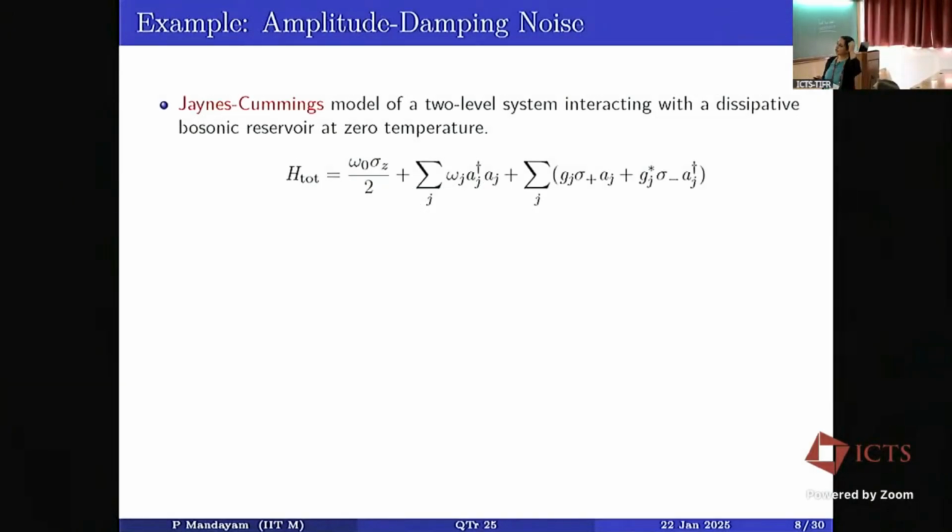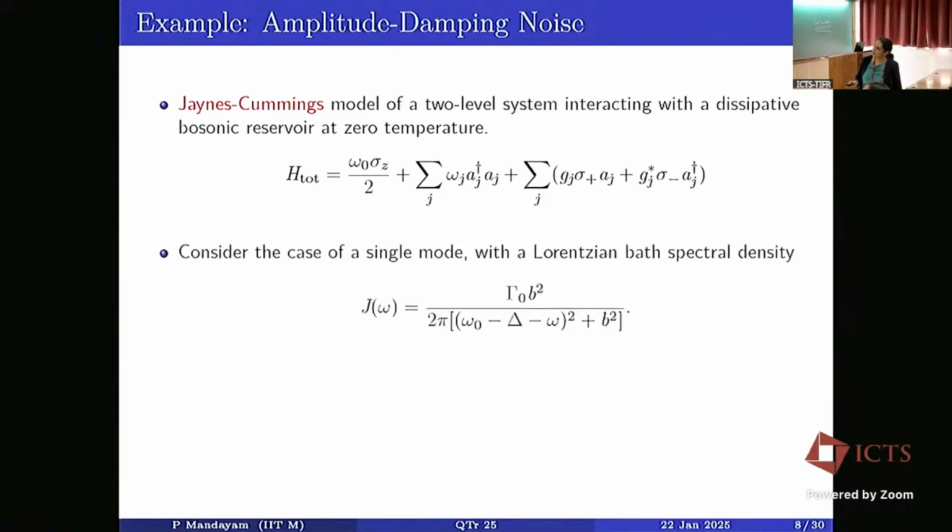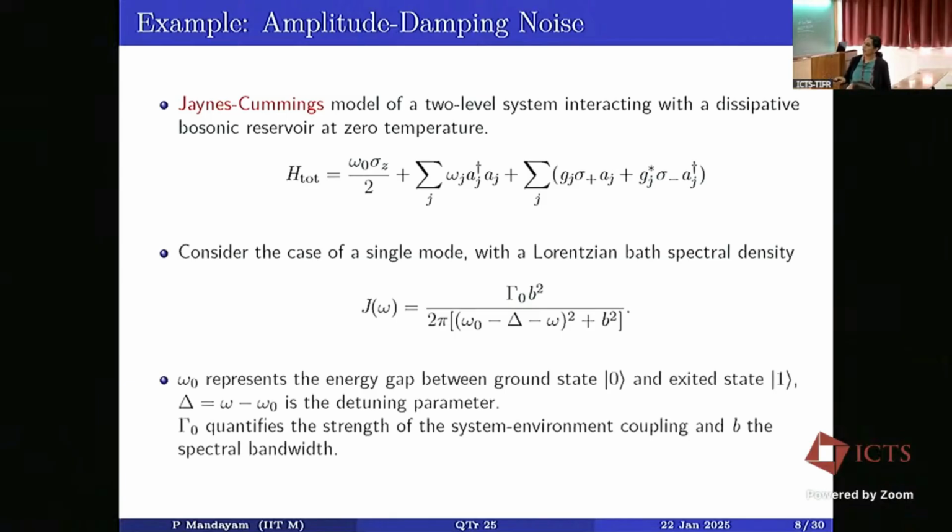Right, so again, let's go back to this example, and now I'm showing you the Hamiltonian for this Jaynes-Cummings model. Again, this is something I believe everyone here is familiar with, so I'm just going to point out that we consider the case where you have a single mode in the bath, and the bath spectral density is a Lorentzian of this form, and your omega naught is the qubit energy gap, delta is the detuning, B is the spectral bandwidth of the bath, and this capital gamma naught quantifies the strength of the system environment coupling.